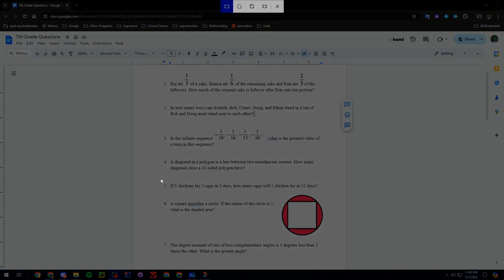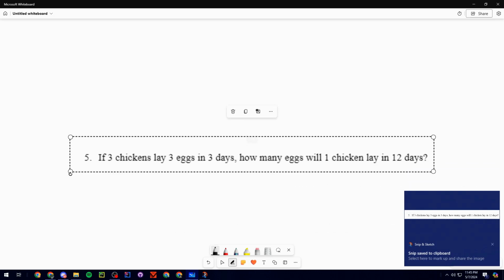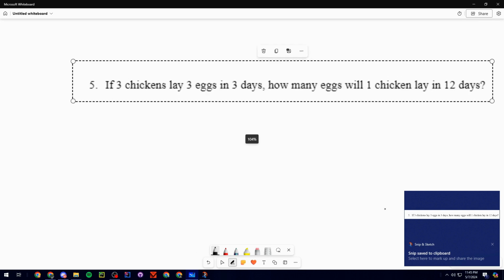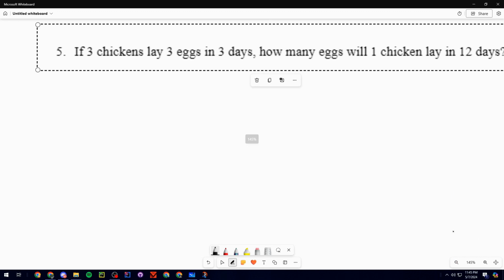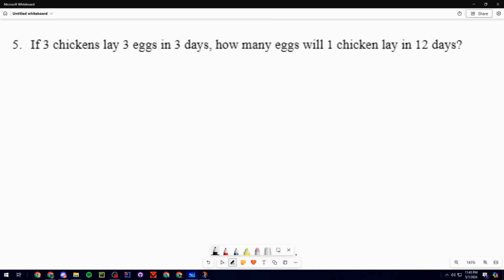Alright, so problem 5. If 3 chickens lay 3 eggs in 3 days, you might have heard of the formula D equals RT. That's a really famous formula everywhere, like physics, math. You probably even heard of it yourself. So it's basically saying that the distance you travel is equal to the rate times your time.